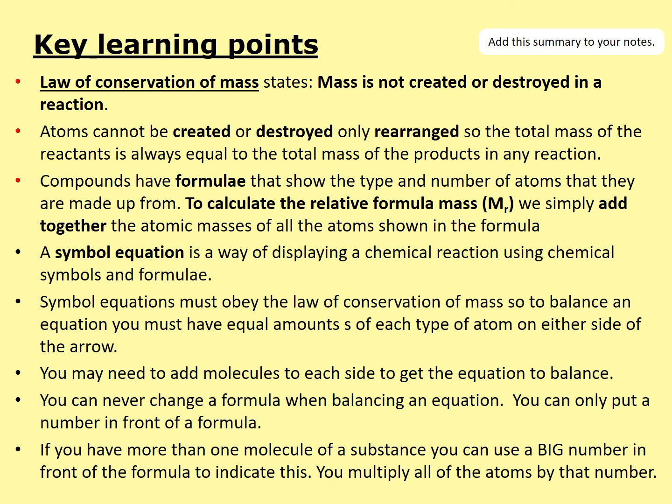You may need to add molecules to each side in order to get an equation to balance. You can never change a formula when balancing an equation. You can only put a number in front of a formula to increase the number of molecules. If you have more than one molecule of a substance, you use a big number in front of that one to indicate this, and you multiply all of the atoms by that number.